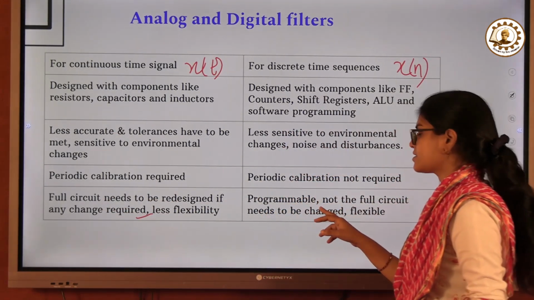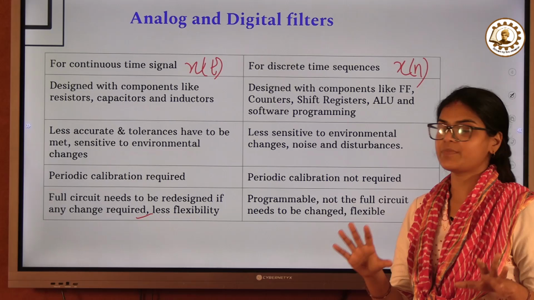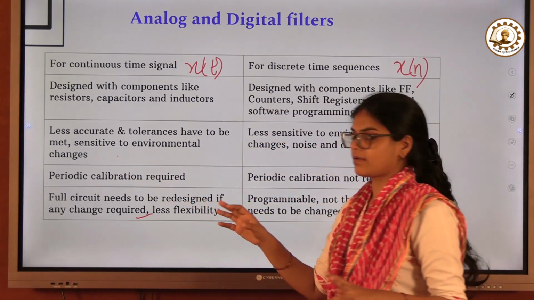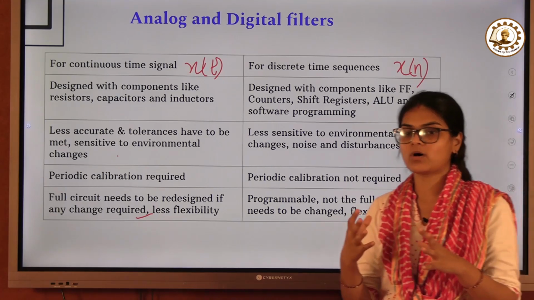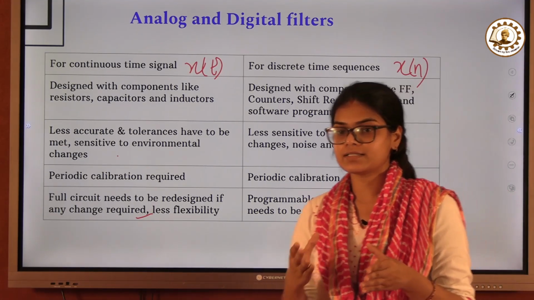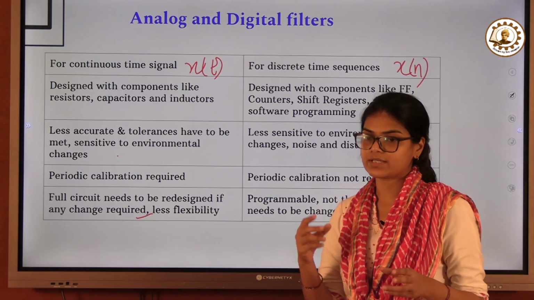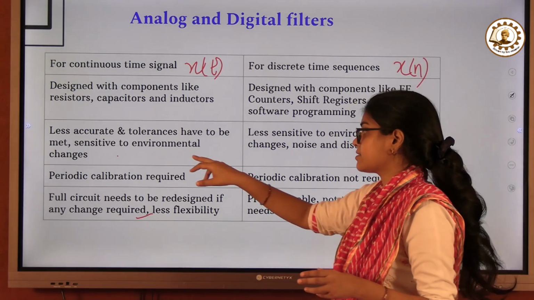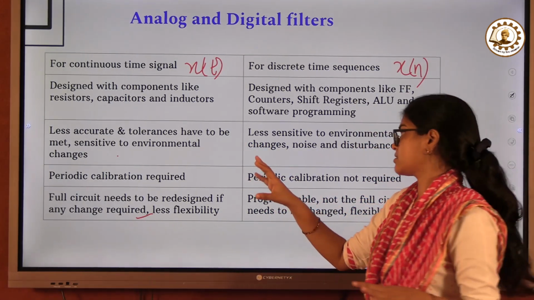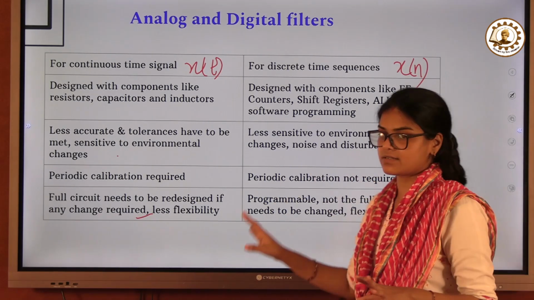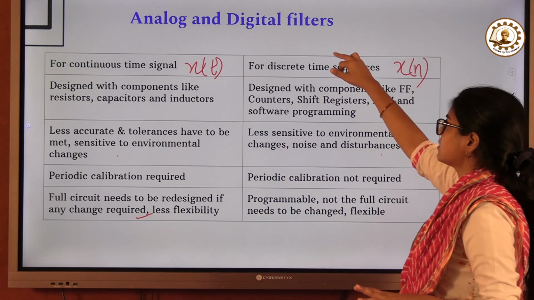And in the digital case, it is programmable. The full circuit need not be redesigned. Analog is less accurate, or you can say tolerances have to be allowed, because the resistors and capacitors are all affected by the environmental or operating conditions. That is, temperature can affect the resistance. And digital is less sensitive to environmental changes, noise, and disturbances. So digital filters are more robust.